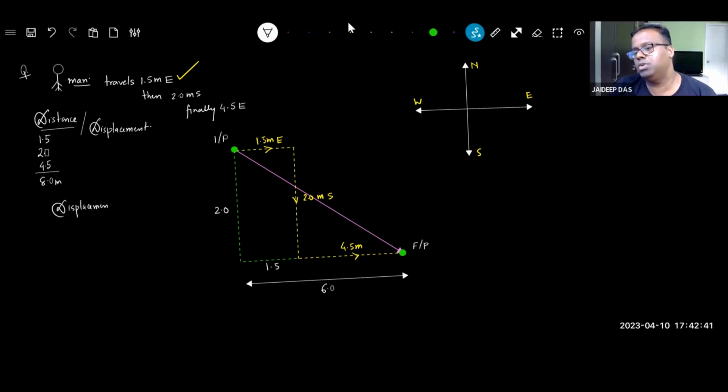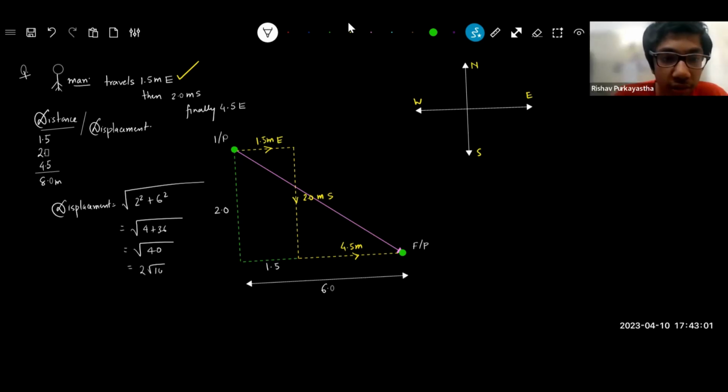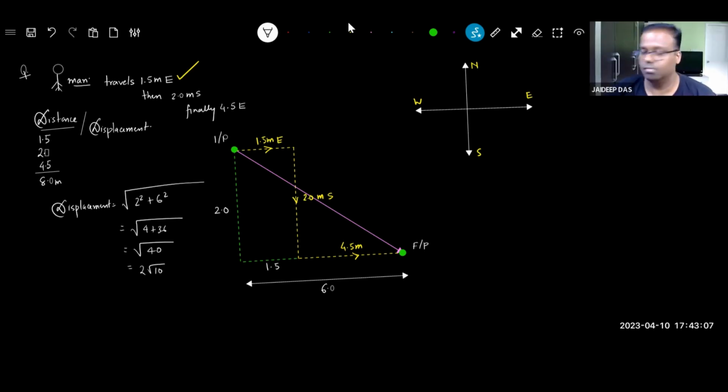So displacement should be equal to root over 2 square plus 6 square. As long as you are correct, it will come correct. Otherwise, it will come wrong. 4 plus 36 makes it root 40. 40 means 4 into 10, so 2 root 10. How many of you have got 2 root 10? How many did not get? I may also be wrong, though. Just don't rely on me.